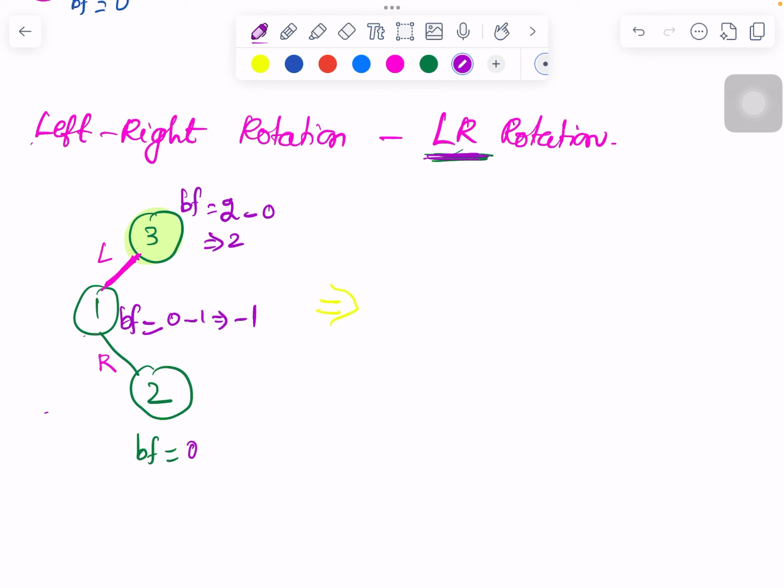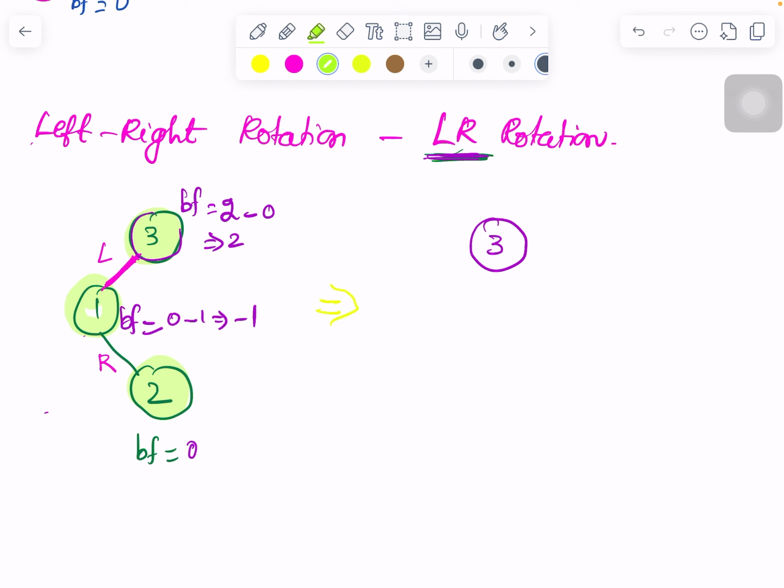So what is this LR? How do we make LR? First fix this node 3. Always fix the node which is at the top level. Fine, so 3 is fixed. Now just consider this node 1 and 2. Rotate it towards what? First towards the left. So rotate first towards the left.